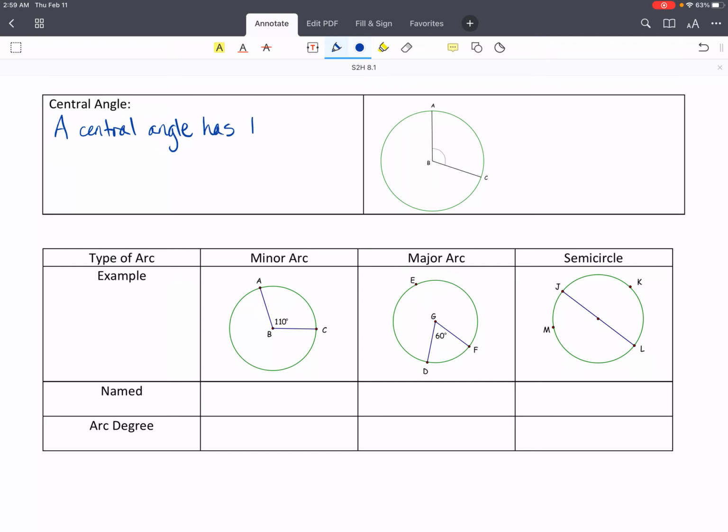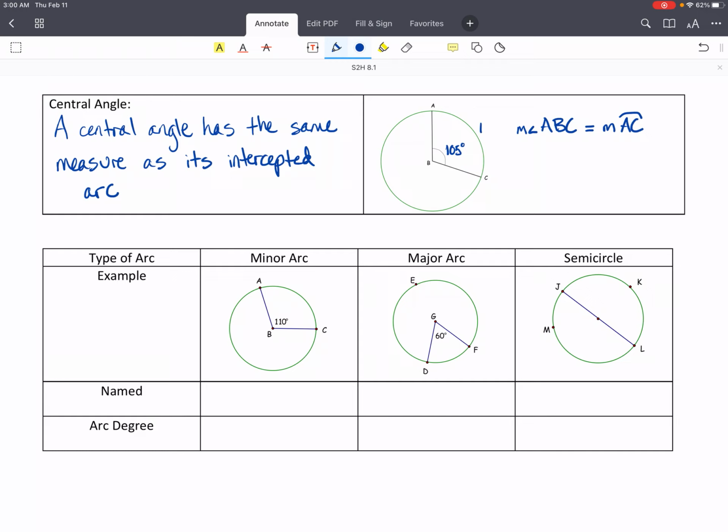Central angle has the same measure as its intercepted arc. So let's say the measure of angle ABC is going to equal the measure of arc AC. So this arc would also be 105 degrees.